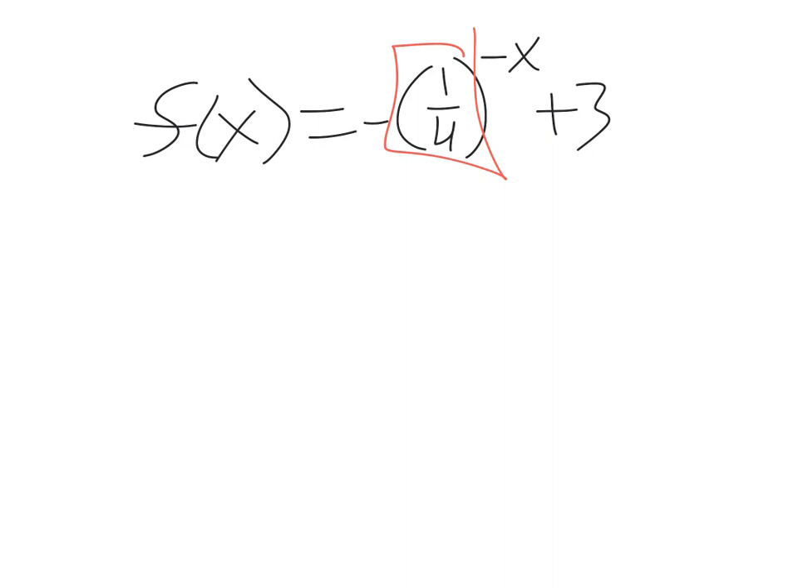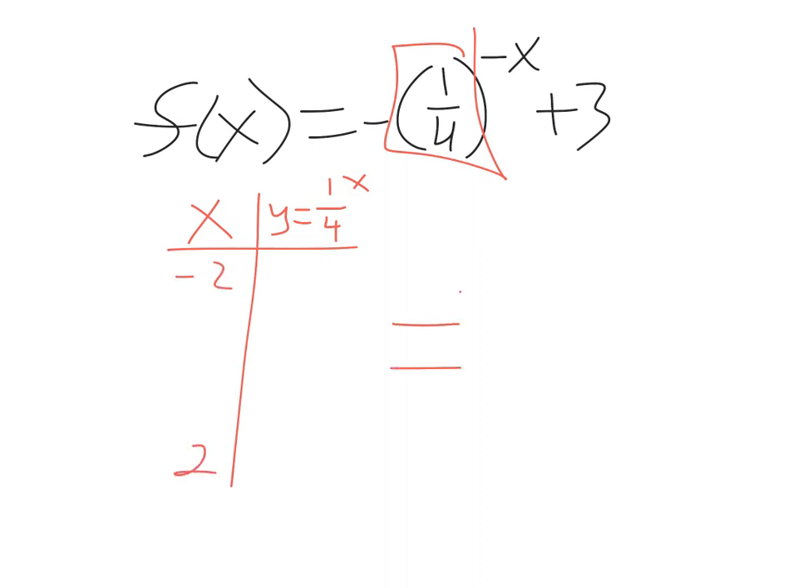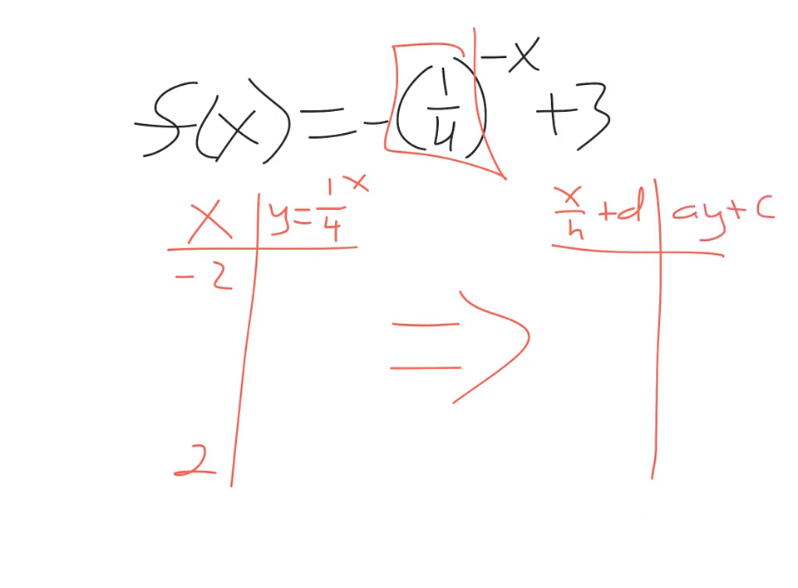So you can get your key points. So x and y equals 1 over 4 to the power of x. Alright, and then go from negative 2 to positive 2, get your key points, build your mapping notation, and then determine what your new points are going to be by applying x over h plus d and ay plus c. So by filling this table out, you'll know where your points should be, and you can then match it to the graph. Okay? Either of those strategies are good.